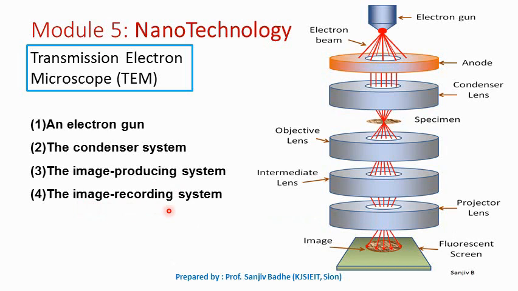The final part is the image recording system. It converts the electron image into a format that can be seen by the human eye. It consists of a fluorescent screen for viewing and focusing the image, and a digital camera for recording the image. Computerized images are stored in a format such as TIFF or JPEG and can be analyzed and processed to get the final image.